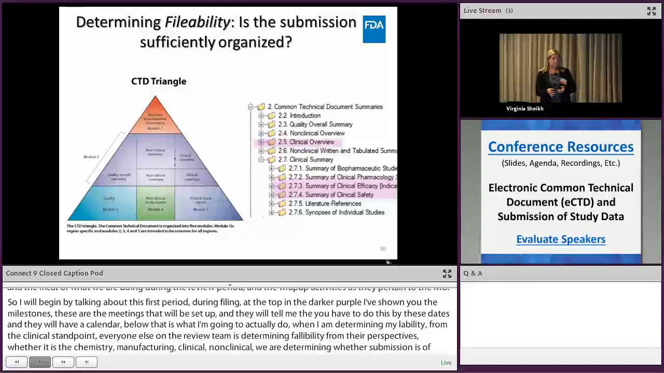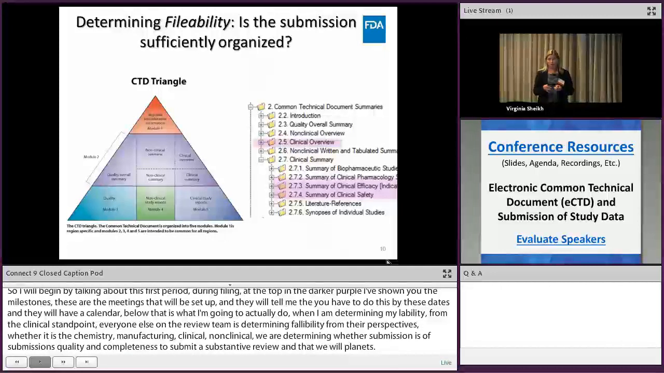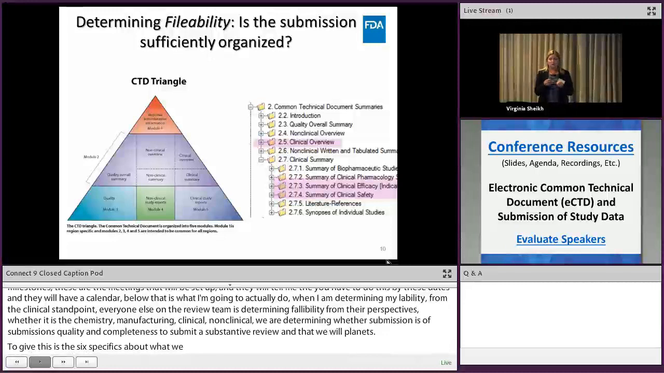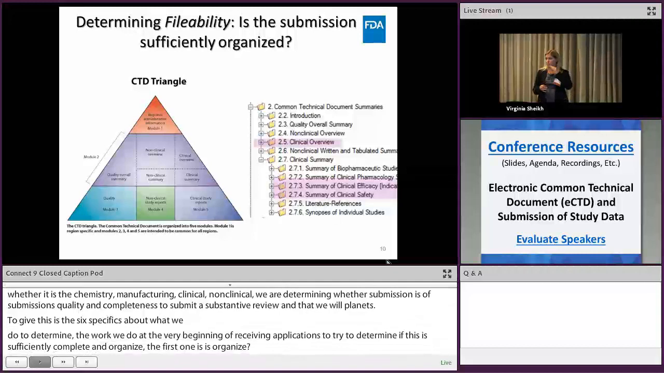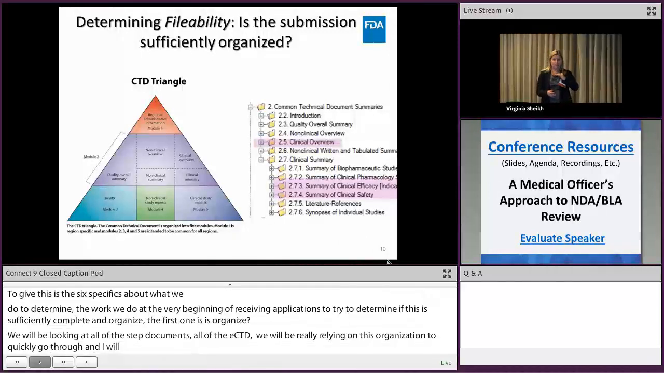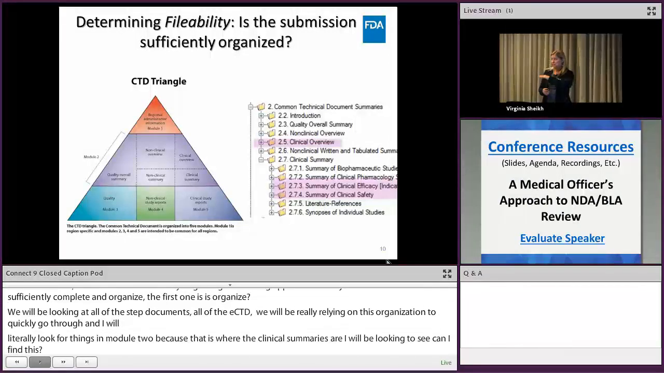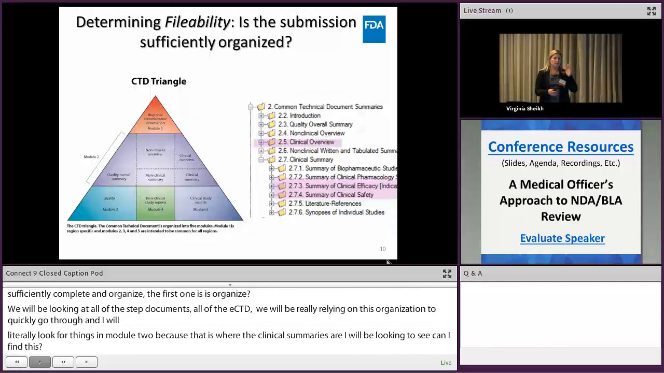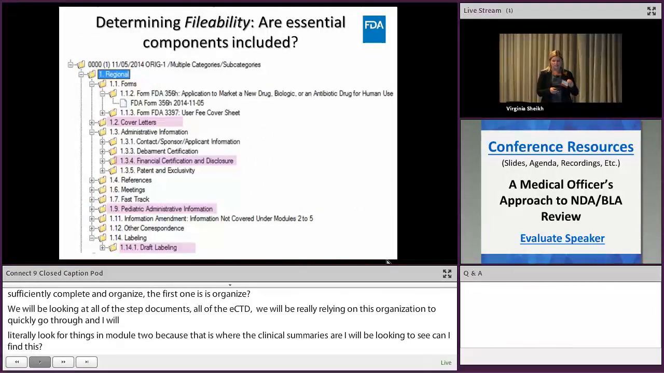So to give you some specifics about some of the things we actually do to determine whether this application is sufficiently complete and organized, this is the work we do right in the very beginning of receiving the application. The first one is, is it organized? So we'll be looking through all these documents. You just heard all this, the eCTD. We're going to be really relying on this organization to be able to quickly go through. And I will literally look for things in, say, Module 2, because that's where the clinical summaries are. I'm going to be looking to see, can I find this? I'm going to be clicking on it and reading it, making sure it's in English, and making sure I can read it, that there hasn't been some problem, and that the document is actually where, under the title, I would need to be able to find it.